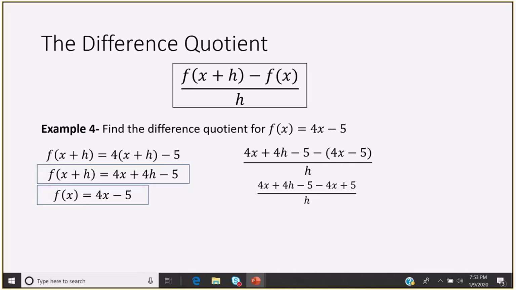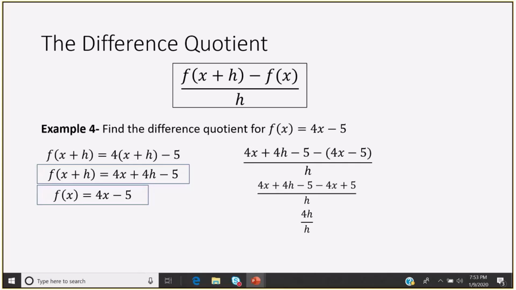So all that does is it becomes a minus 4x and then a plus 5. And now I simplify as far as possible. So my 4x's will cancel out, my 5's will cancel out. And now here's a very important step, or at least an important checkpoint along the way.